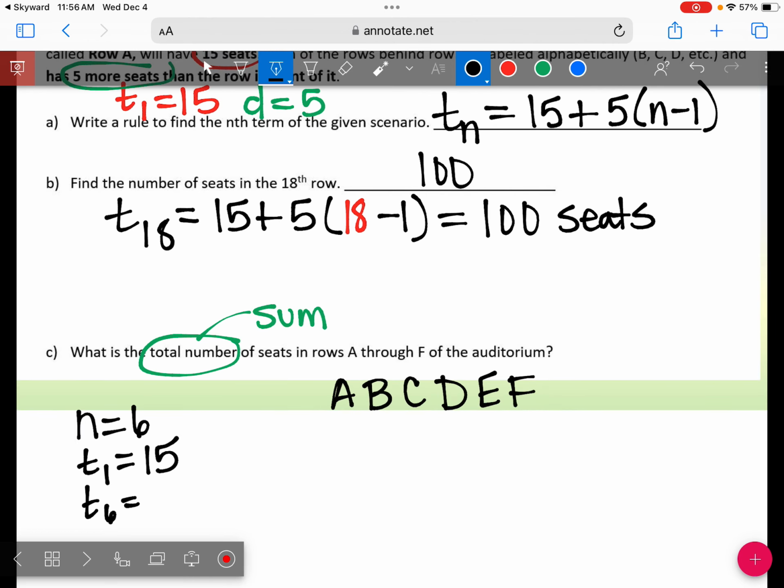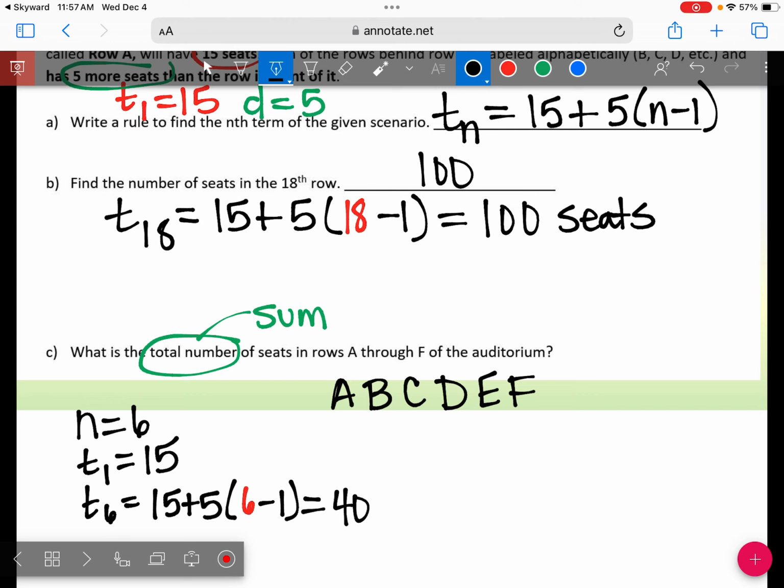So use this general rule right here and figure out how many seats would be in row 6. So we're going to take 15 plus 5, and then we're going to type in 6 because we're doing row F. Row F is the 6th row. Type that in your calculator. And you should get 40.